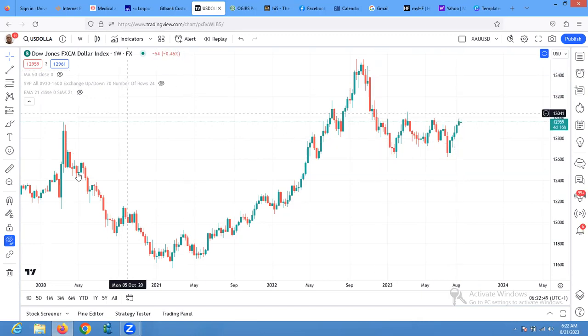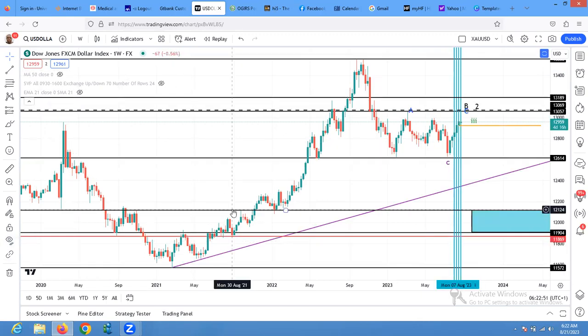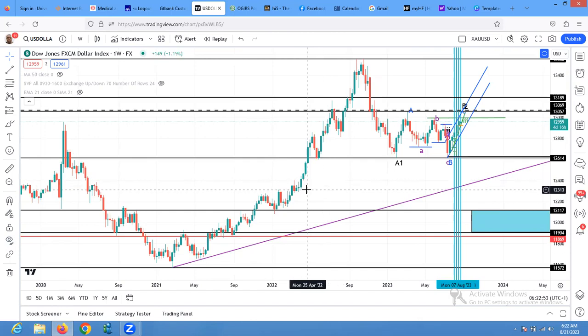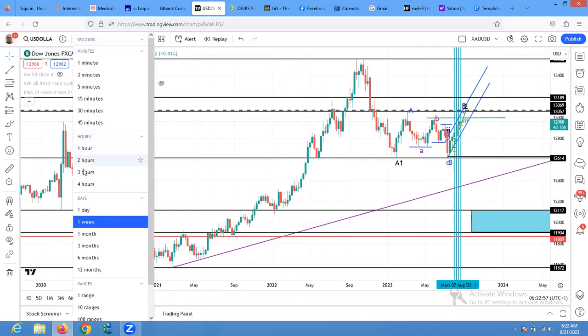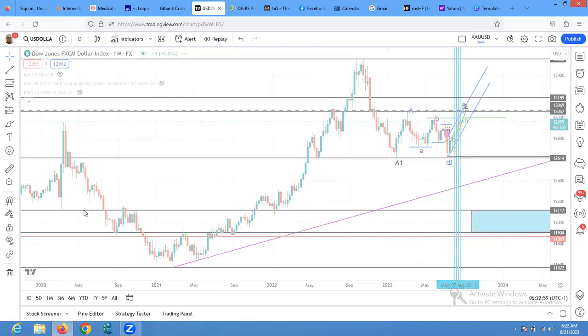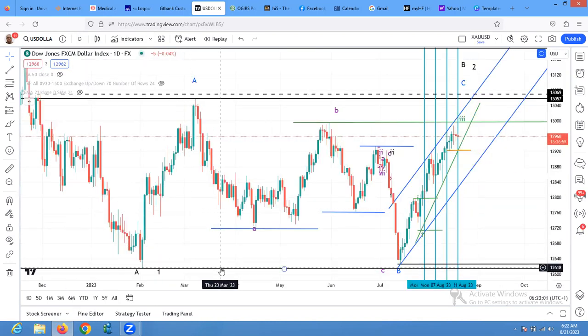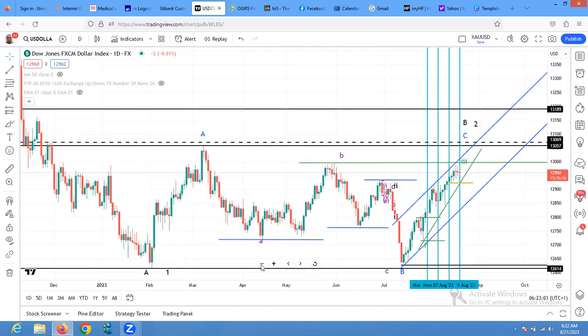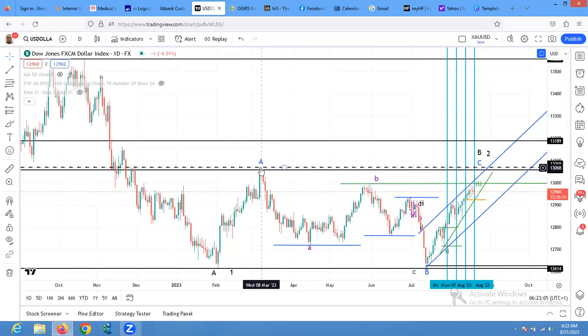So let me bring out the instrument so that I don't waste time here. Let me switch to the daily for us to see better. Now, in the daily, what we can see here is that we are treating this as an A, possible B, and a possible C. And the B here, which ended here, this one can be the first part of B, and the B of B, and the C of B.